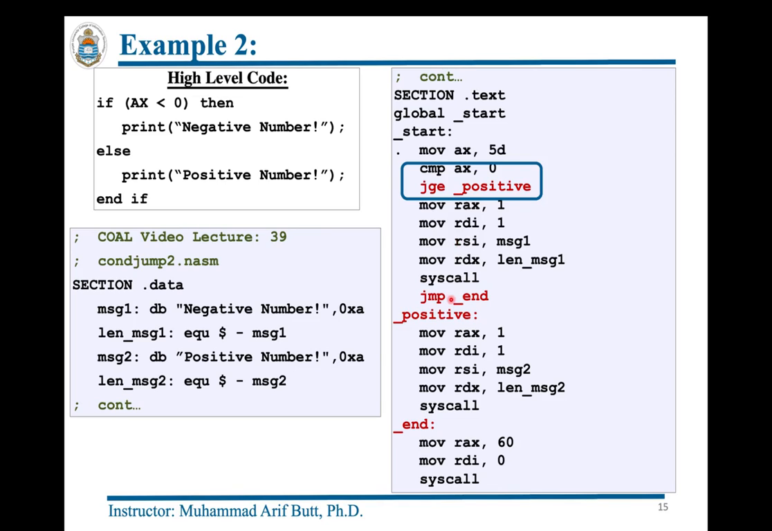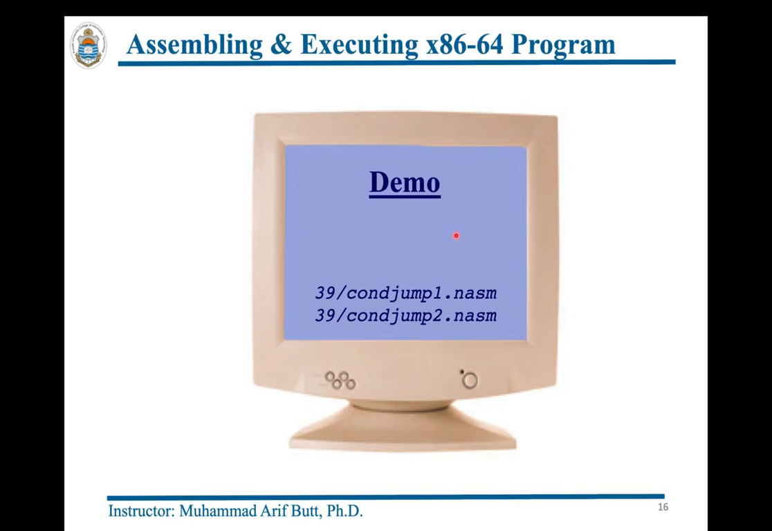And dear students, over here do note this unconditional jump instruction to transfer the control to the label _end. This is required, otherwise the message positive number will also be displayed along with the negative number. Okay, great. So let's now move on to the Linux terminal and see a demonstration of these programs.